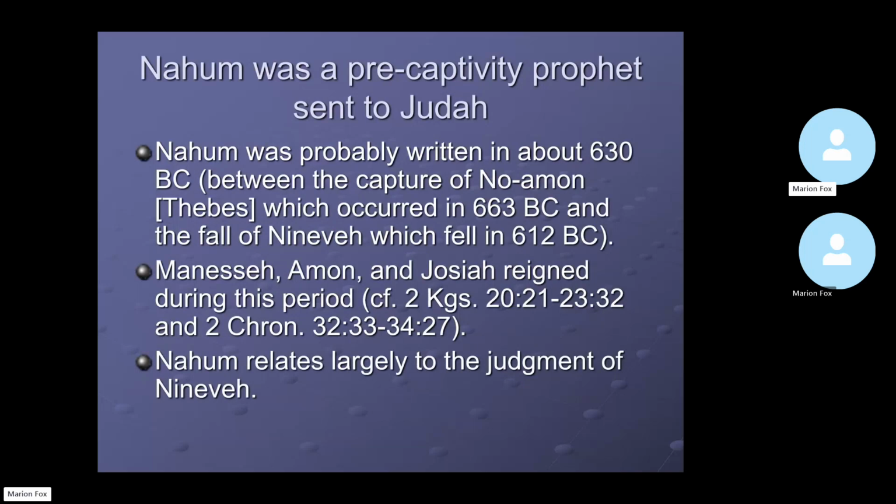Nahum relates largely to the judgment of Nineveh, judgment upon the nation of Nineveh. So they had already carried the northern 10 tribes into captivity when this occurred, but they're going to be judged because they're pretty brutal and pretty wicked.